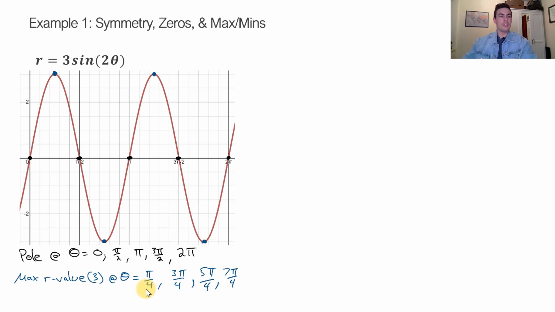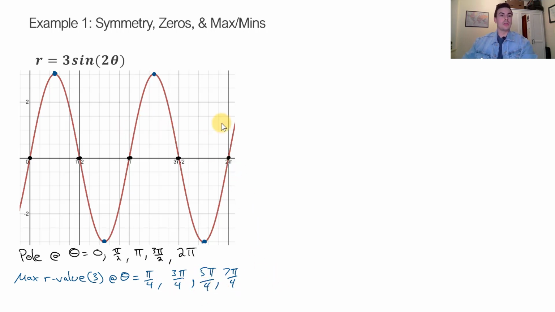And my max r values, which in this case is going to be 3, right? Because our amplitude is 3. So this distance here from our midline to this maximum, and from the midline to the minimum, that's 3. So we are going to have max r values on our polar graph at theta equals pi over 4, 3 pi over 4, 5 pi over 4, and 7 pi over 4.